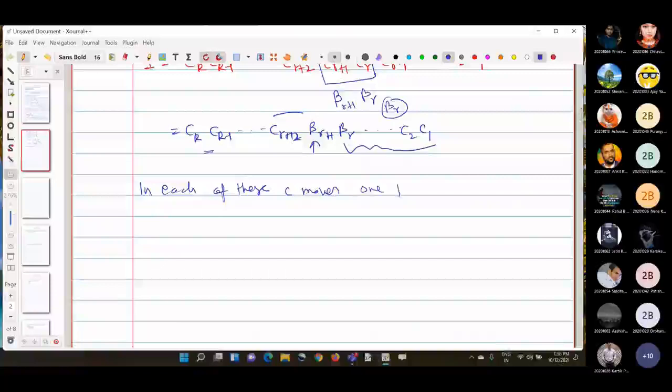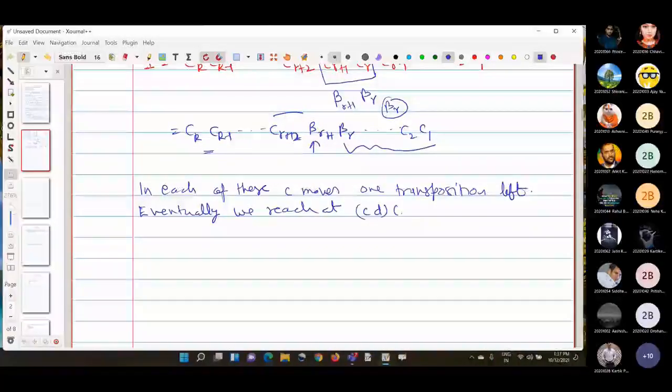C moves one transposition left. Eventually we reach CD and CD, which equals identity. And if not, finally we will be continuing this way, and then C will be getting this kind of thing here.